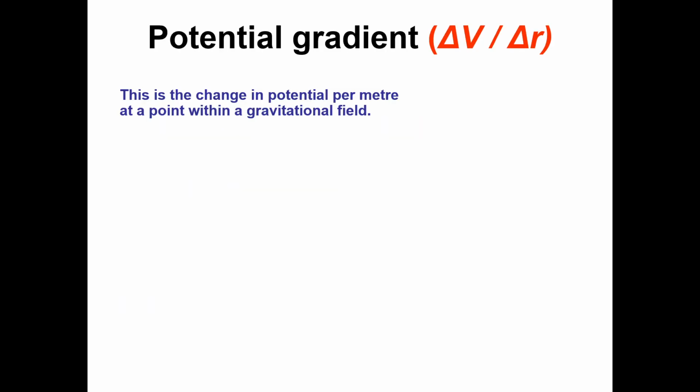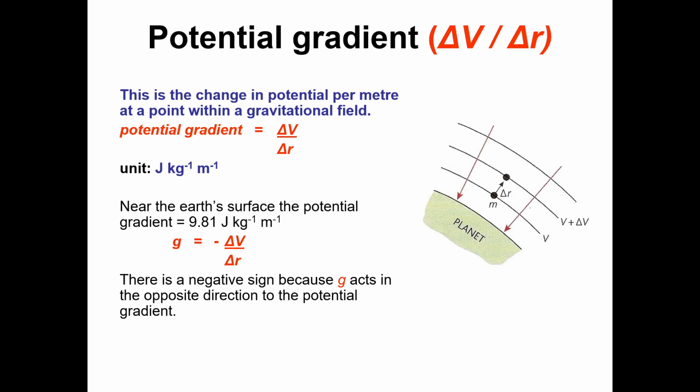So the potential gradient, I think I talked about this already: if you've got a graph of potential against r, then the numerical value of the gradient is little g. So there are three equations for little g. Little g is dV by dr, also equal to GM over r squared, and F over little m. So, worth flagging that up.